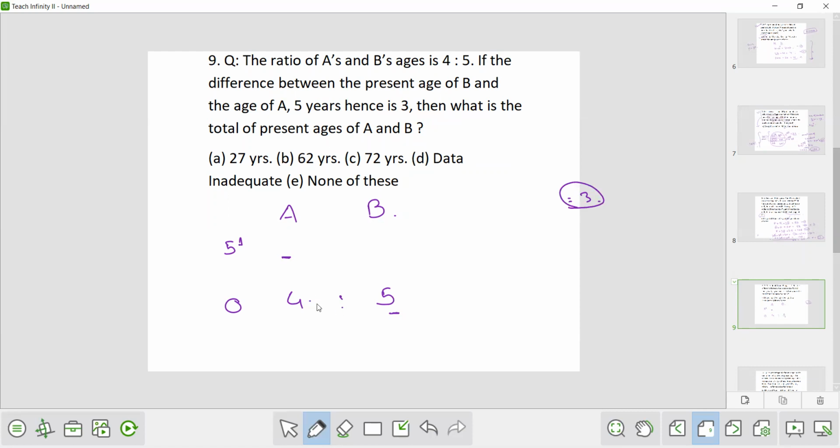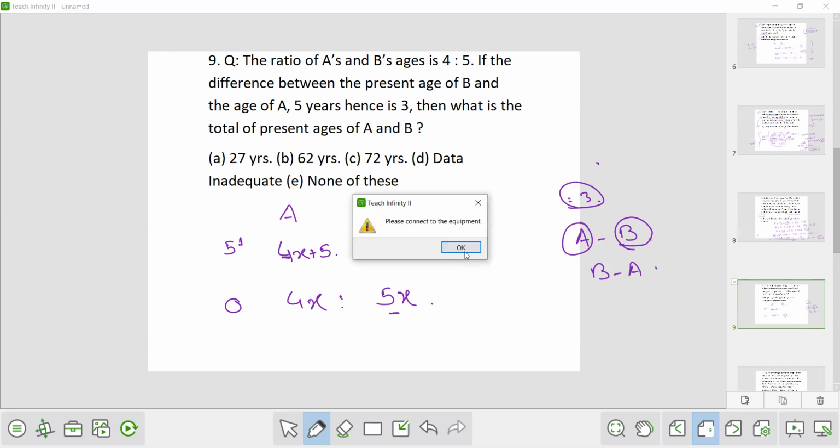So let's say this is 4x, this will be 5x. So after 5 years, A will be 4x plus 5. Now it is saying the difference between A and B, but here we don't know whether A is greater or B is greater. Means we have to find A minus B or B minus A. Means A after 5 years and B at present, or B at present minus A after 5 years. We don't know which is greater. So we will take both options.